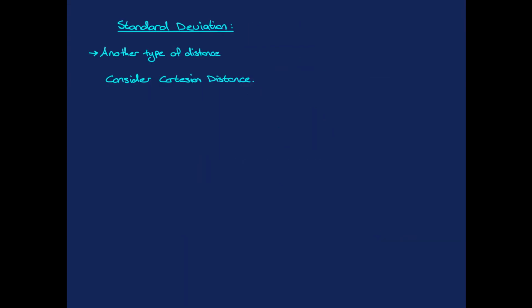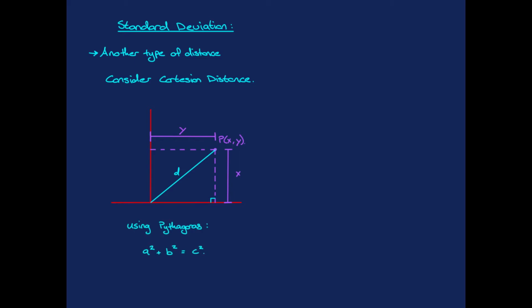To construct the formula for standard deviation, we are going to use an analogy to the Cartesian distance formula. So consider the following diagram. In this example, we want to find the length of the line d, which we can do using the length of x and y. We do this using Pythagoras' theorem, c squared equals a squared plus b squared. Substituting in our values, this becomes d squared equals x squared plus y squared, and then d equals the square root of x squared plus y squared, or the square root of the sum of the squared distances.